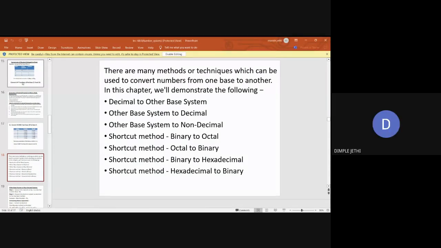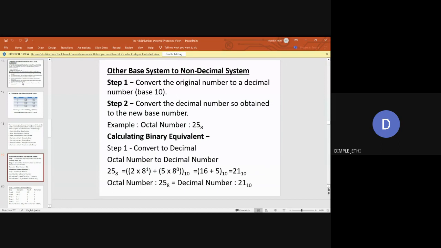Yes, right. Now, how to do that? If I have to convert, this octal number is given. How will I come to know that this is an octal number? How will I come to know that this 25 is a decimal number or an octal number? Yes, Francis.